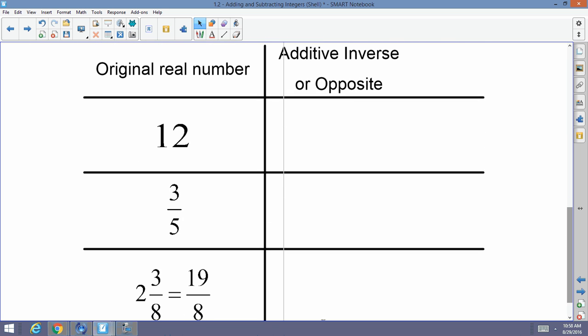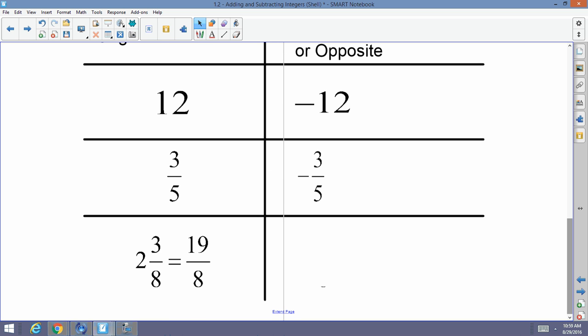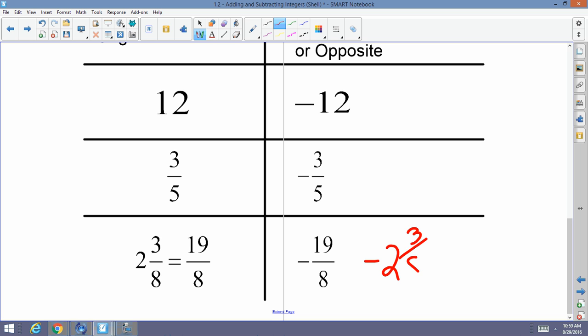So if my original real number is 12, what will my additive inverse be? Negative 12, yeah. And if my original number is 3/5, what will my additive inverse be? Yeah, that's exactly right. And if my original number is 2 3/8 or 19/8, what will my additive inverse be? Negative 19/8, very good. You can have a negative mixed number. If you wanted to write this as a negative mixed number, it would be negative 2 and 3/8, my brother. Yes, sir.